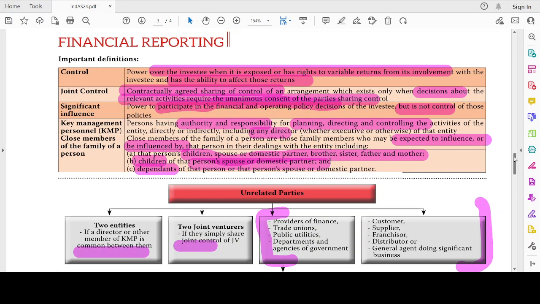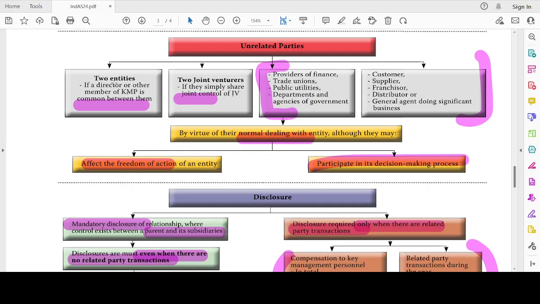Now we will see who will be known as unrelated party. Now that we have understood who are related parties, we have to know who are not related parties, who are voluntarily excluded from the definition of related party. Two entities, if they only have common directors and they don't exercise any control, will not be known as related parties. Two joint venturers, if they simply share joint control of a JV but don't have control over the reporting entity, will not be known as related parties.